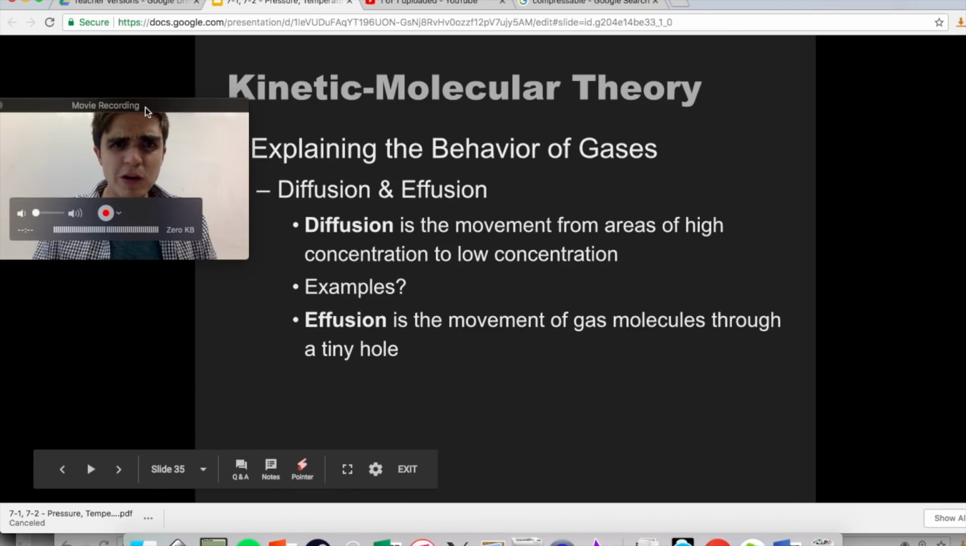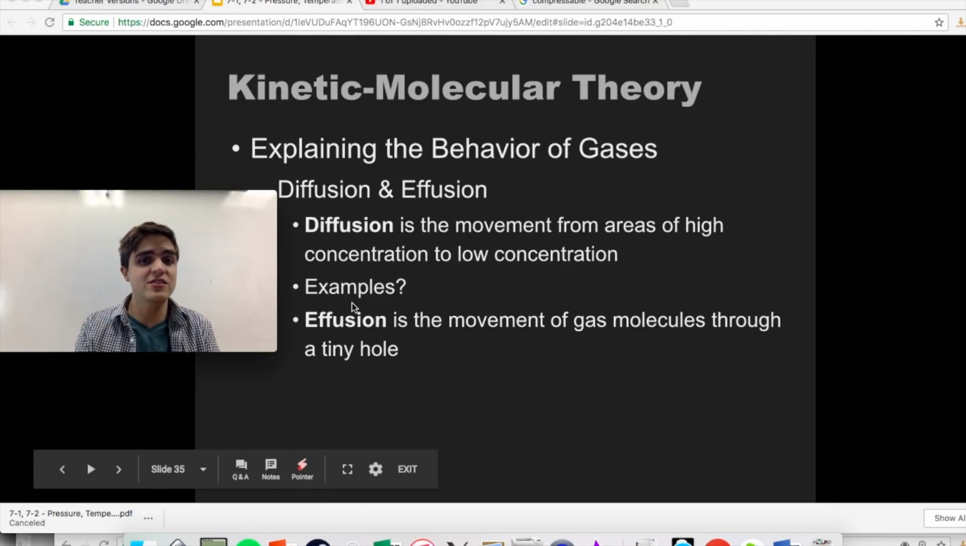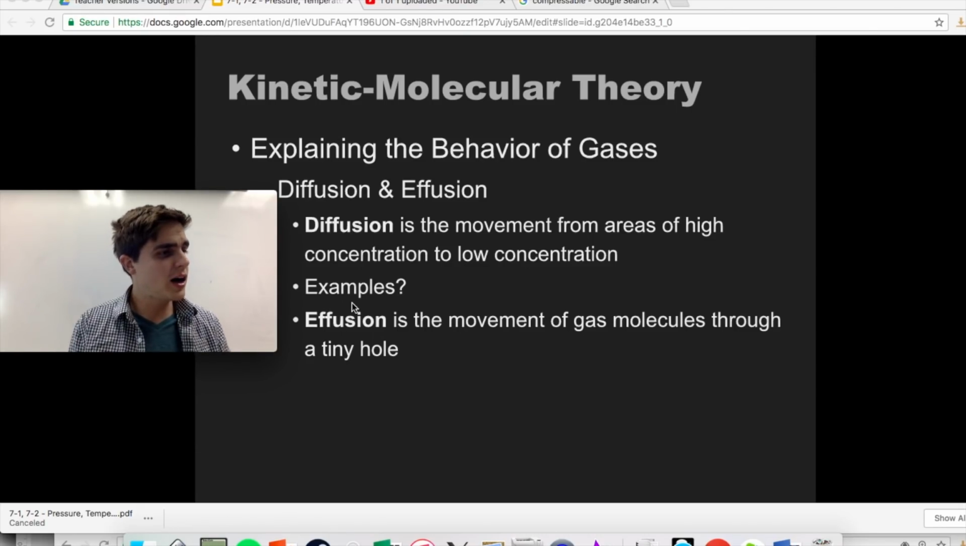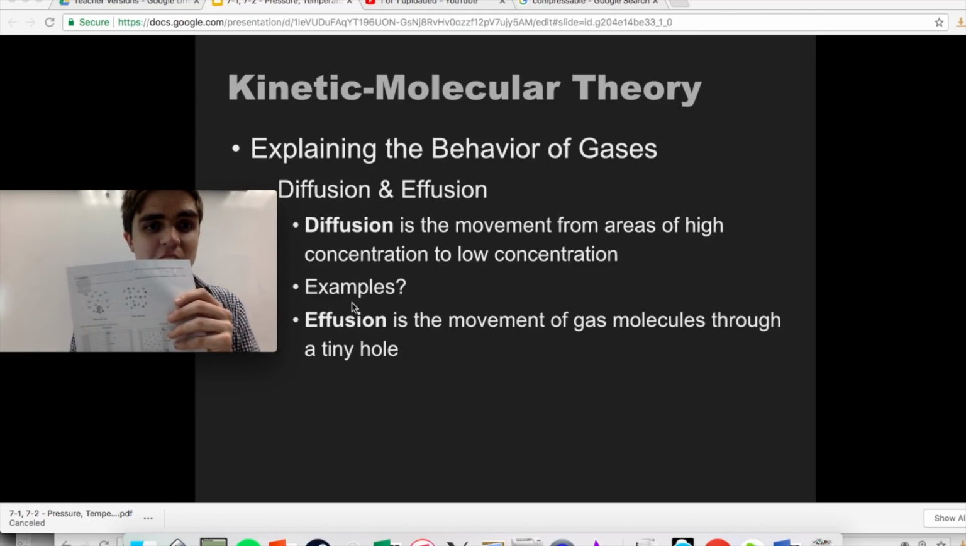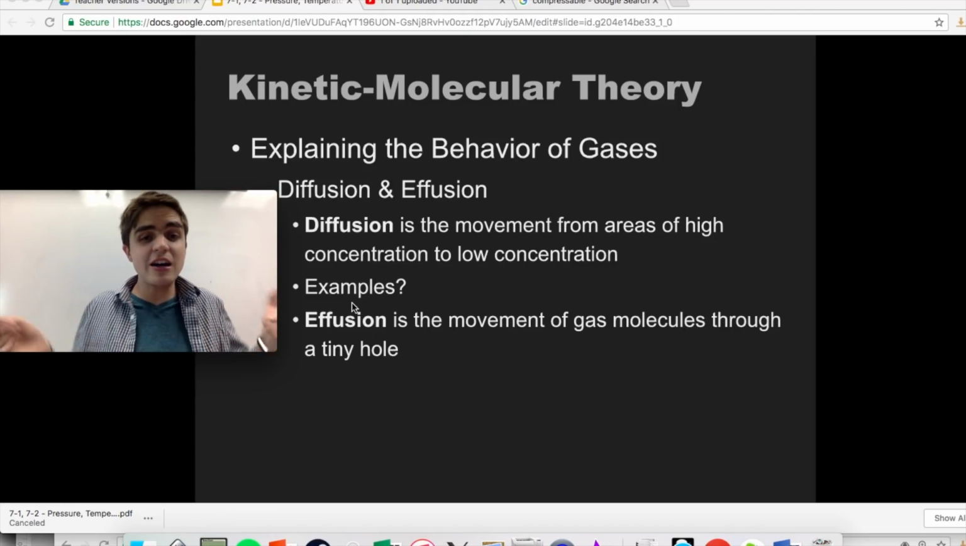Another couple things that are weird to gases is they undergo two processes, diffusion and effusion. So diffusion on the back here is the movement from high to low pressure. Effusion is the movement through a tiny hole, and they're close but different.